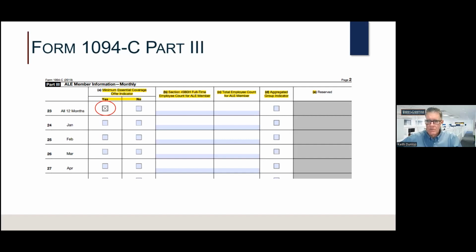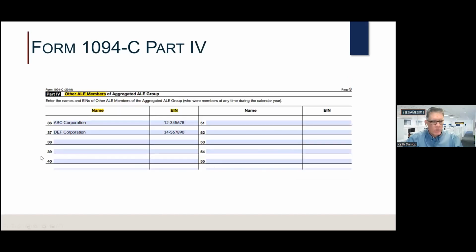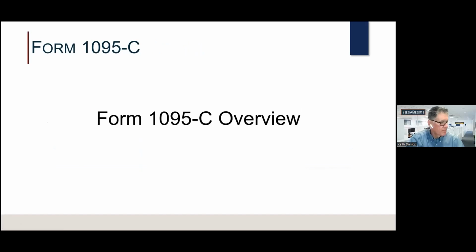Column B is your full-time body count. Column C is your total employee count, full-timers plus part-timers. And column D indicates, if you are in a controlled group, which month or months you are in that controlled group. If you're in a controlled group, in the last part of the form, you must provide the IRS with the name or names of the other companies that are part of that controlled group and their tax ID numbers. Okay, so that's the 1094-C.